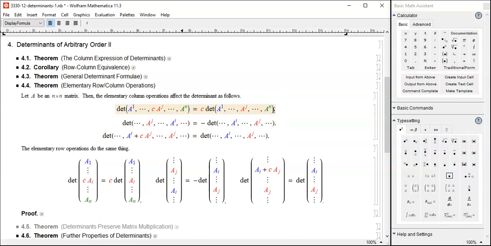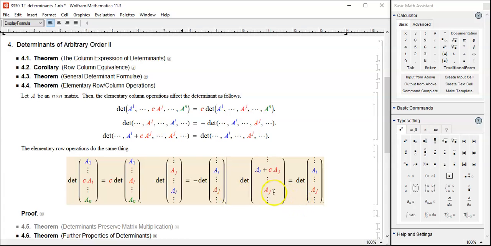Look at the column here. Multiplying an entire column by C, that's multilinearity, so you can take C out. So if you do this elementary column or row operation, you multiply the determinant by C. How about switching? That's the alternating property, so the determinant becomes negative. Whether you switch two columns or two rows, the determinant becomes negative.